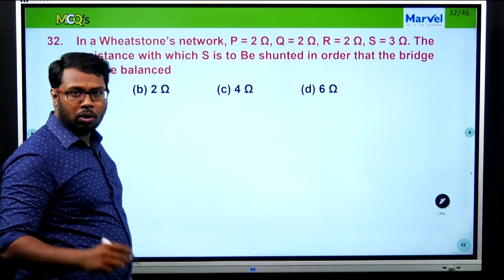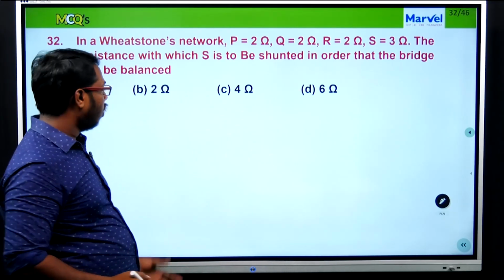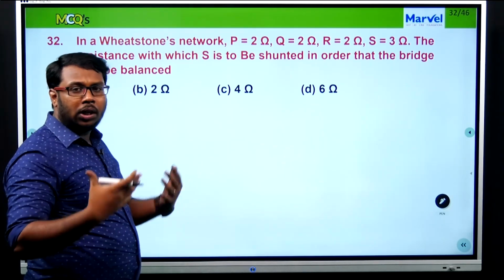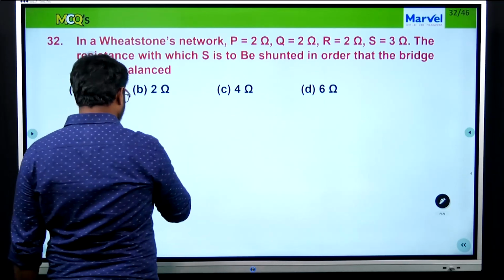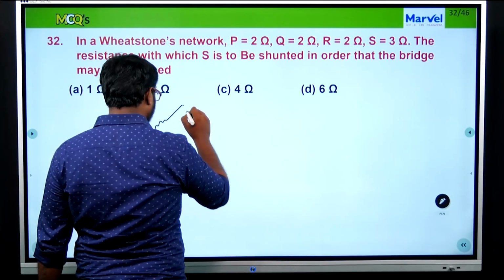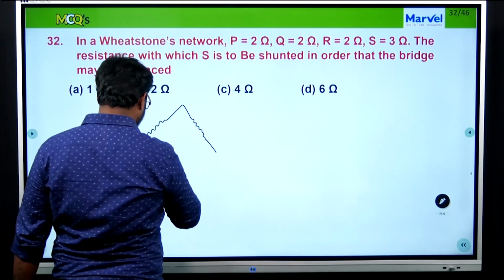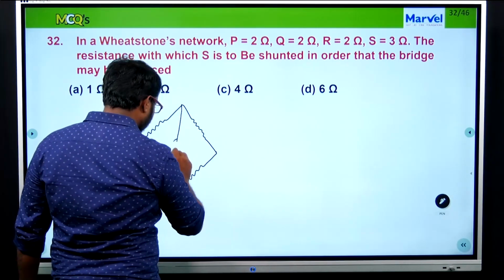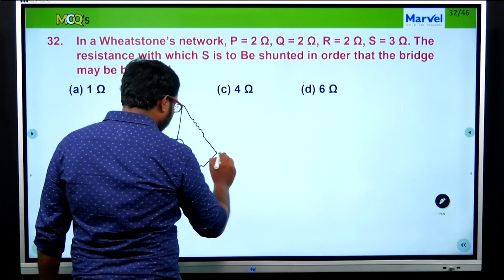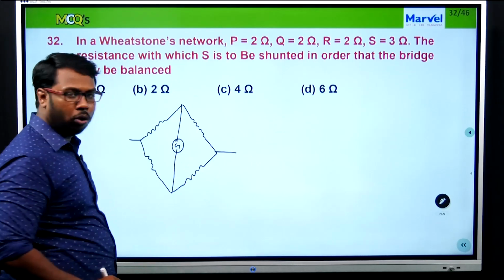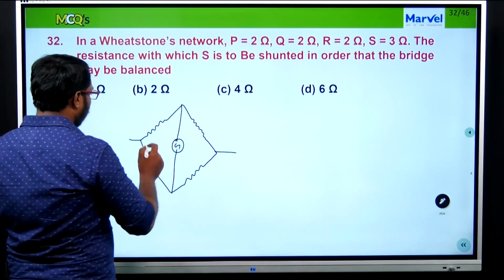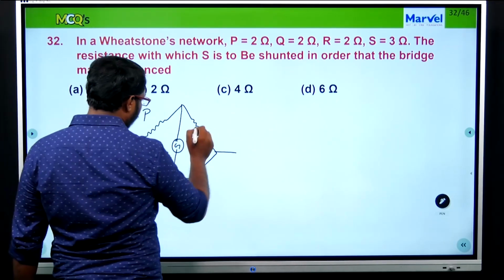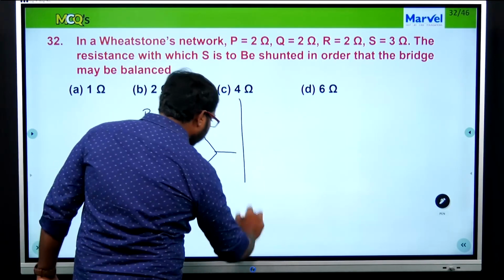You already know how the Wheatstone's bridge works, right? And you are also aware of how the balancing condition is written. So I'll just draw a diagram in case you people are not aware of that. So this is a typical Wheatstone's bridge. Here we will have a galvanometer. If the bridge is balanced, the galvanometer is going to show zero deflection. So now this is P and this is Q, this is R and this is S.